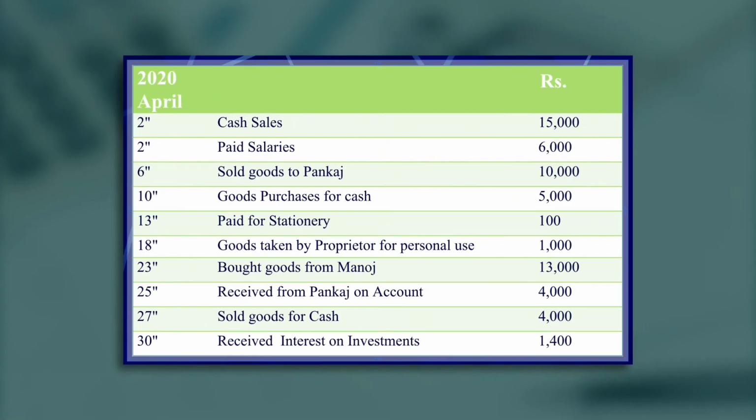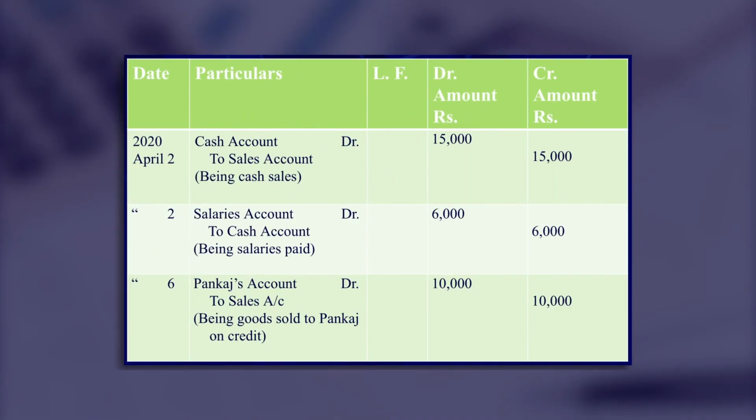Now, again we go back, the third journal entry will be Pankaj account debit to sales. So, we will find 10,000 rupees in the debit side of Pankaj account and 10,000 rupees in the credit side of sales account. Check it, Pankaj account 10,000 rupees to sales. We found 10,000 rupees in the debit side of Pankaj account, and similarly we will find 10,000 rupees in the credit side of sales account. So, we can check it, yes, by Pankaj 10,000 rupees.